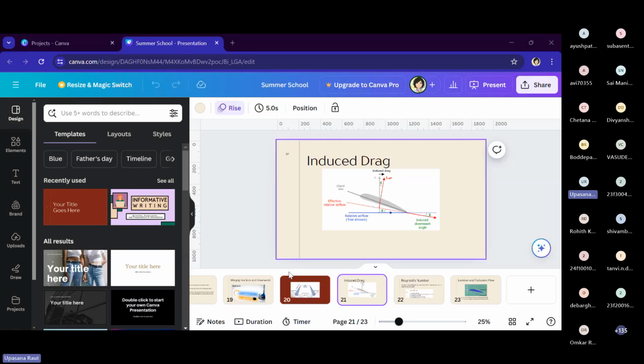Okay, so the induced drag has an inverse relation with the wingspan or the aspect ratio. You can say aspect ratio is basically the length of the wingspan by the length of the chord. So it has an inverse relation with the wingspan.